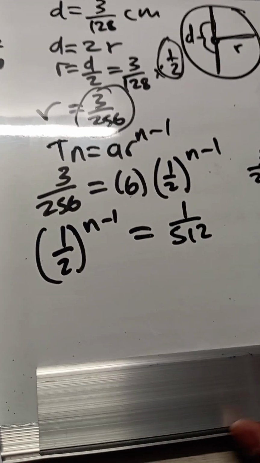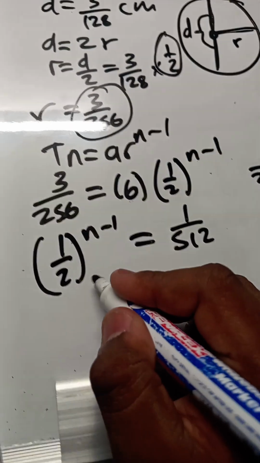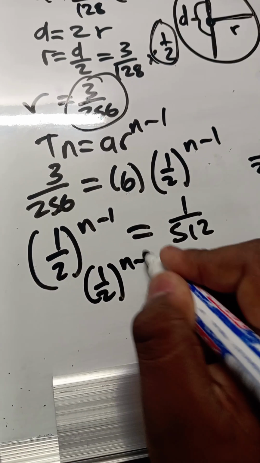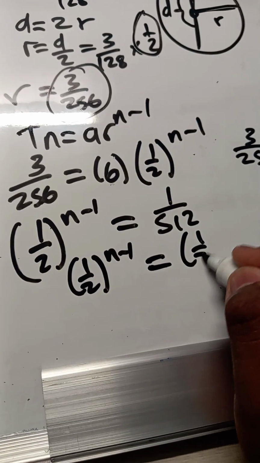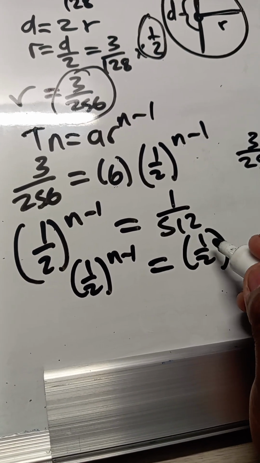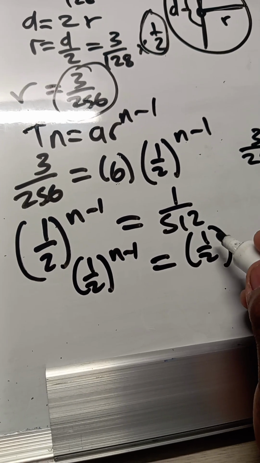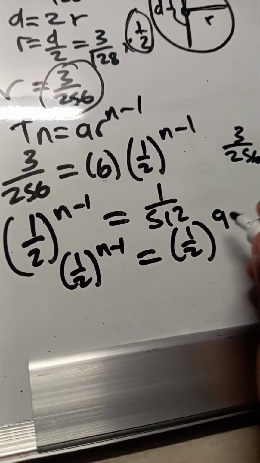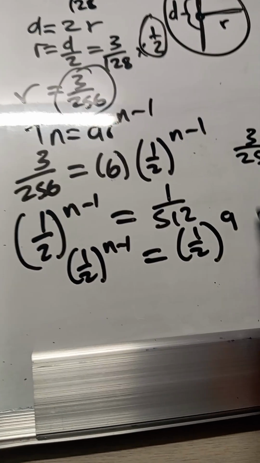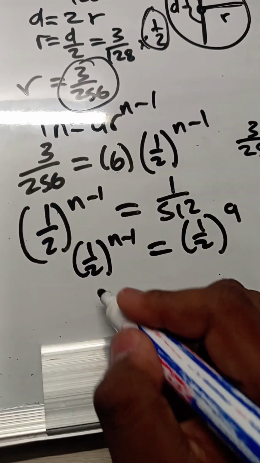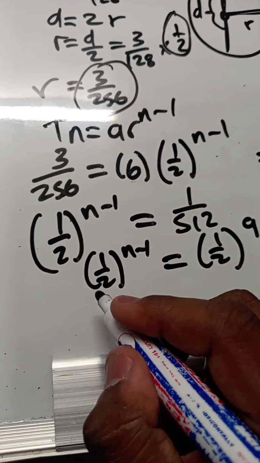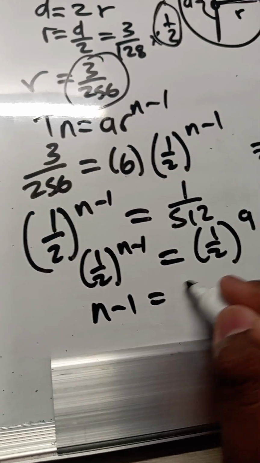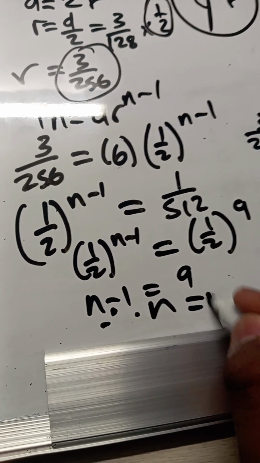Then you can use logarithms to find the value of n, but I'm going to use my exponents. So this is the same as a half to the power of, let me check, 2 to the power of 9 there. You can punch it in your calculator, you'll get the same thing. Then, since you have the same bases, this is just going to be n minus 1 equals 9. Therefore n is equal to 10.